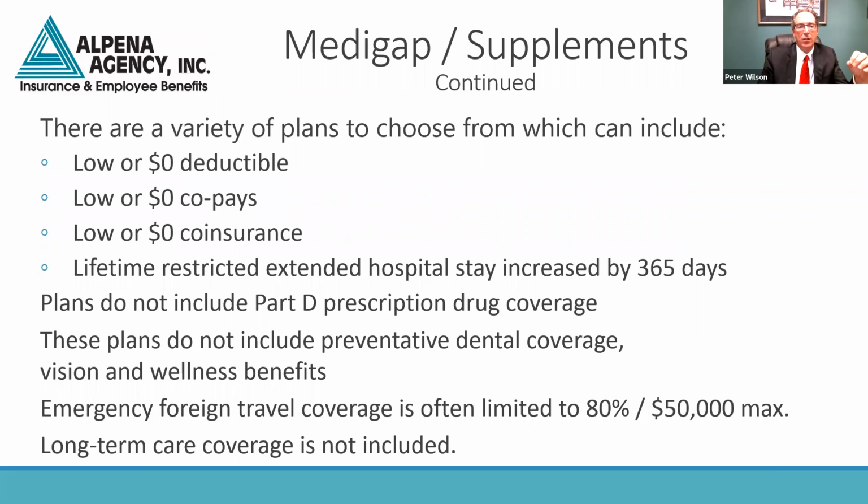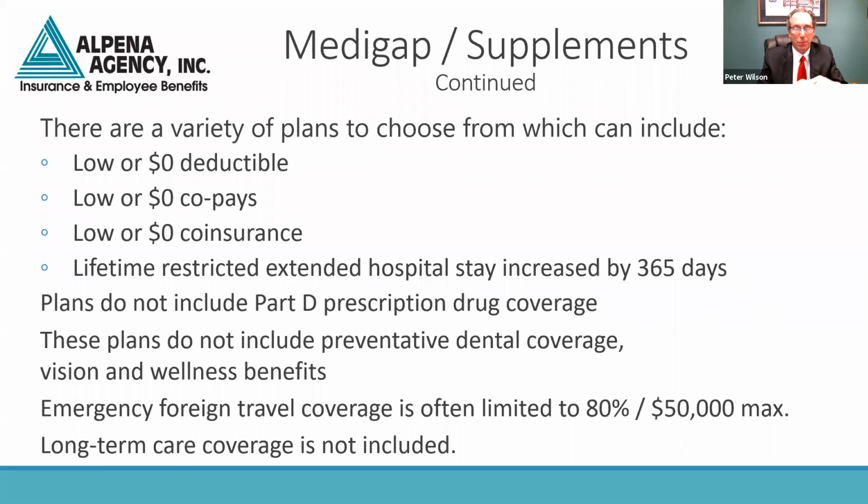Similar to the Advantage plans, supplements a lot of times have no deductible or a very low deductible, no co-pays, no co-insurance. They extend your hospital stay coverage to 365 days. So they do fill in a lot of those gaps that we talked about. They don't include prescription drug coverage though. So if you buy a Medigap, a lot of times you're going to buy Part D separately. Where a Part C, the Advantage plan, included A, B, C, and D, supplements don't. Your A, B stands alone, you buy a supplement, and then you would buy Part D for the prescription drugs.